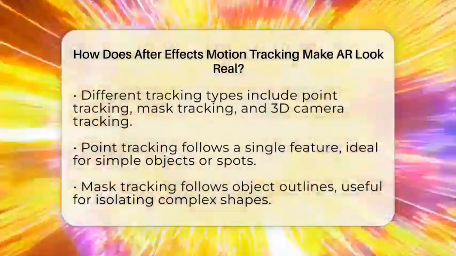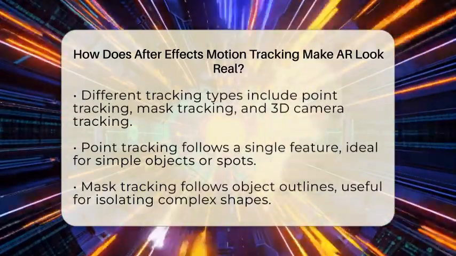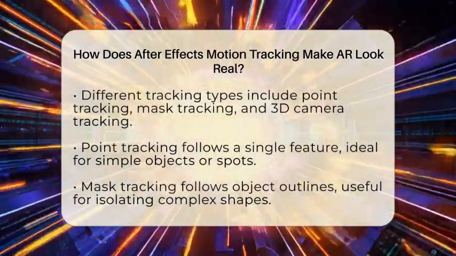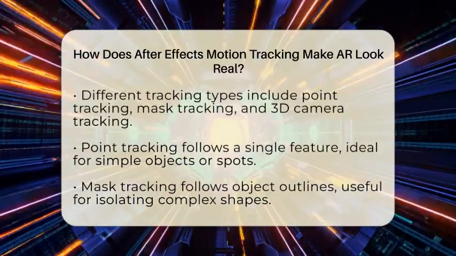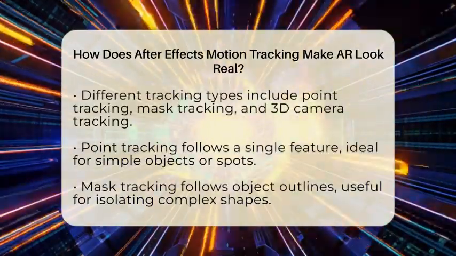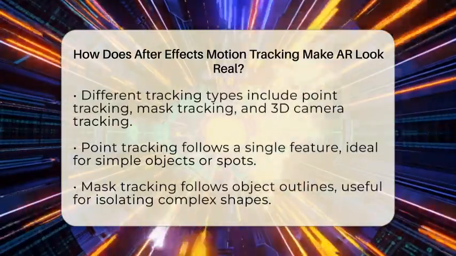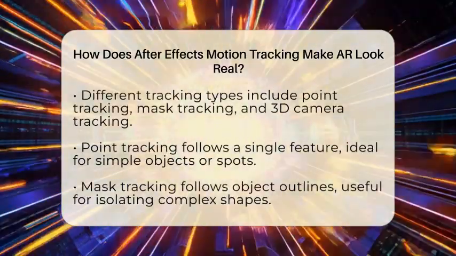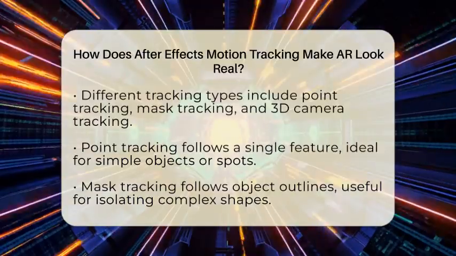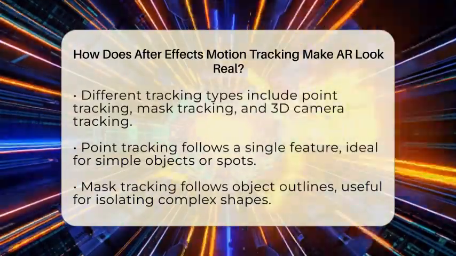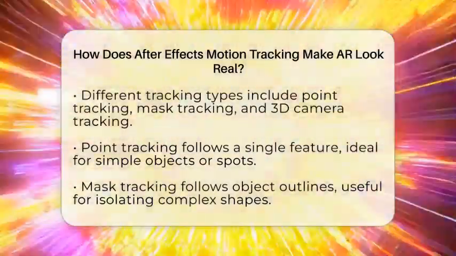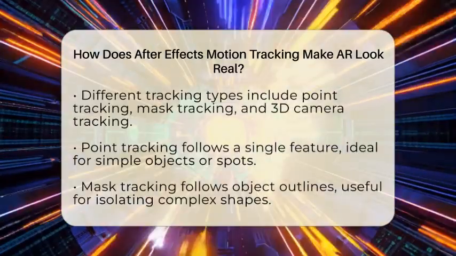There are different types of tracking in After Effects. Point tracking follows a single feature, like a high-contrast spot on an object. Mask tracking follows the outline of an object, which is useful for isolating complex shapes. Three-dimensional camera tracking reconstructs the scene in 3 dimensions, allowing you to place virtual objects that match the scene's perspective and movement.